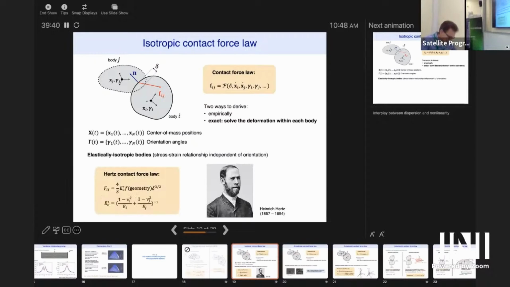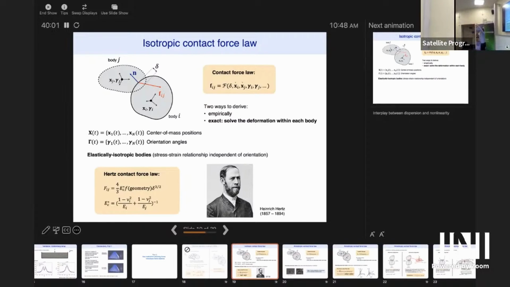Our good friend Heinrich Hertz, who I sadly learned while making this didn't live very long. Poor guy didn't really make it to 40. I don't know what happened. All right. Well, anyway, it was the 1800s, so maybe that was the typical age. I don't know.